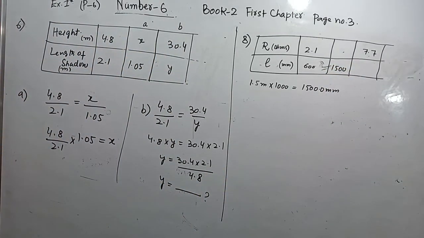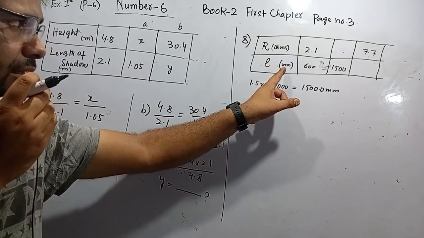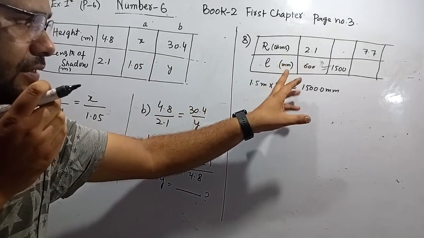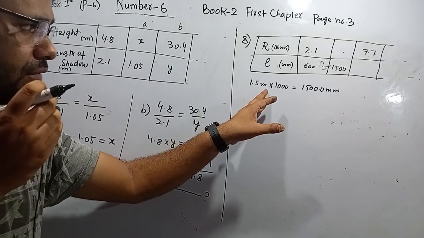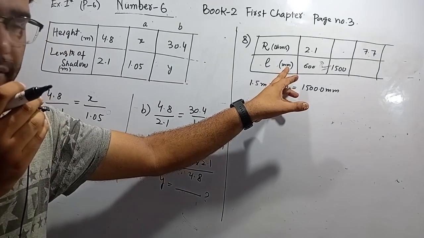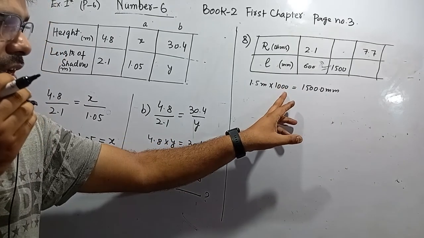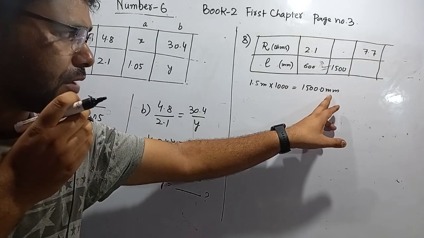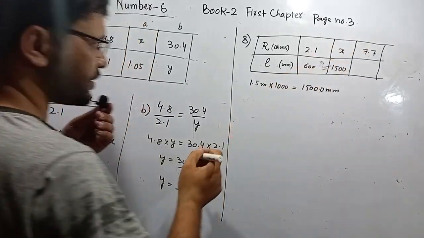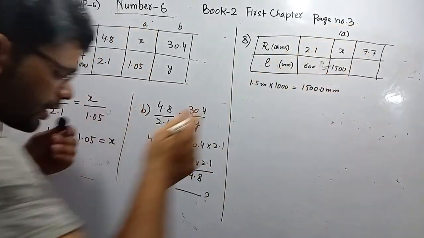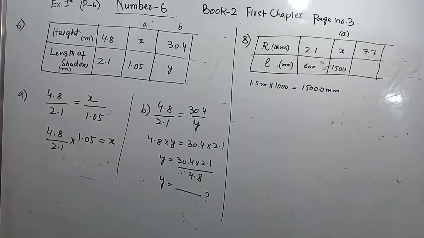These things you should understand, because here the length is in mm, this 600 is in mm. We cannot write directly 1.5 m because we need to convert it to the same unit as here, that is mm. That's why I multiplied it by 1000 so that it becomes mm. It is 1500. Now I need to find the resistance. I will write here x. This is part A. Part B is to find the formula connecting R and L. Now part C: Thomas needs to make a 7.7 ohm resistor.